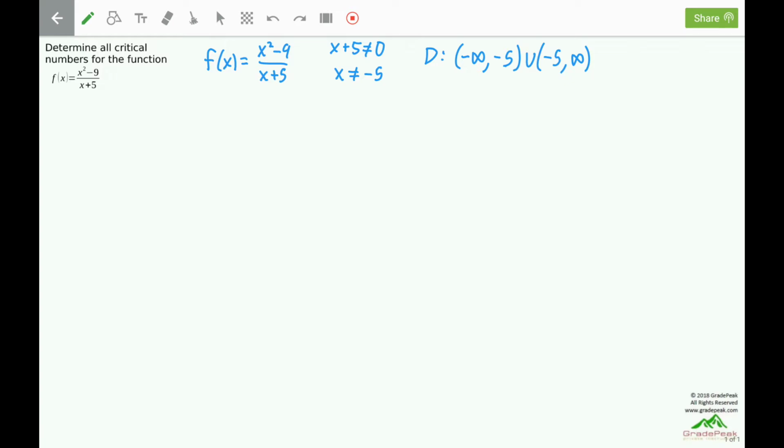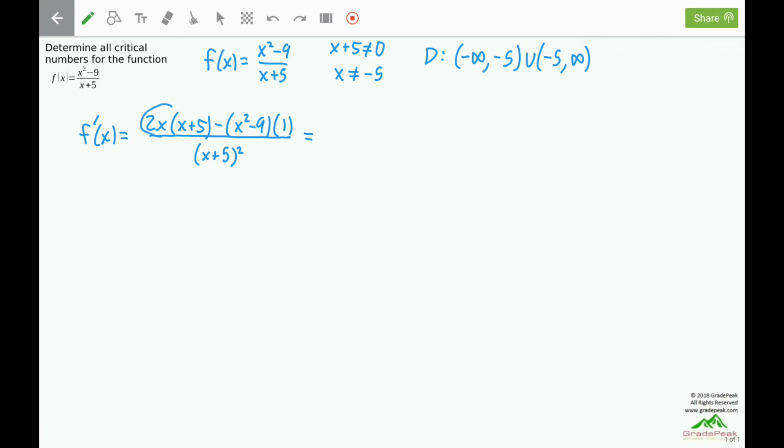The next thing to do is find the derivative. F prime of x equals, we have a quotient here, so we'll make use of the quotient rule. Derivative of the numerator, 2x, times the denominator left alone, x plus 5, minus the numerator left alone, x squared minus 9, times the derivative of the denominator, which is a 1, all over the denominator squared.